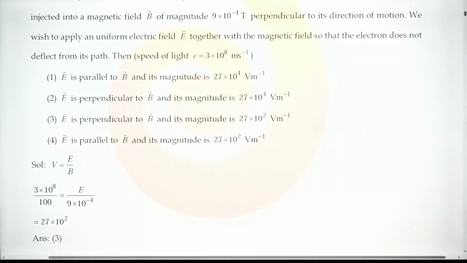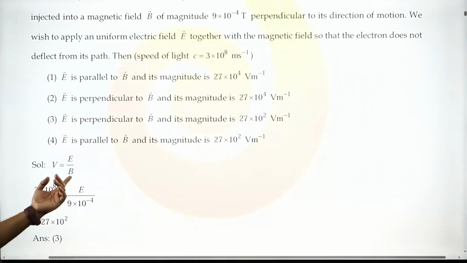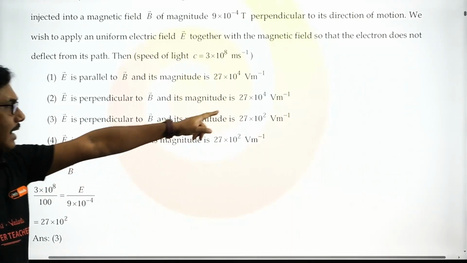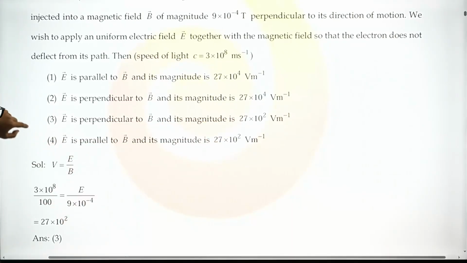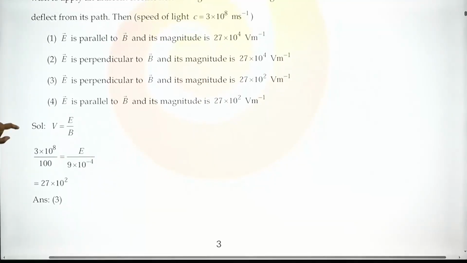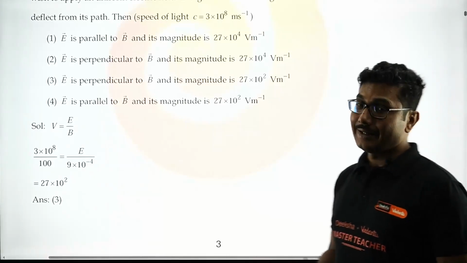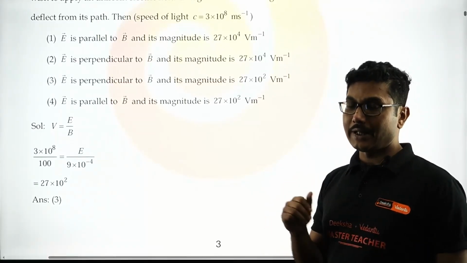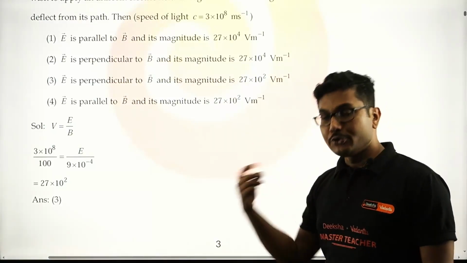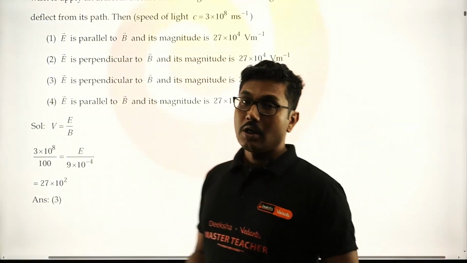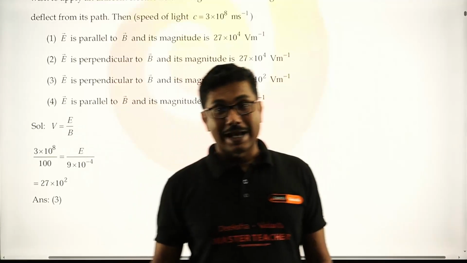E is perpendicular to B and magnitude is 27 into 10 to the power of 4. E is again perpendicular, magnitude has now changed, 27 into 10 to the power of 2. E is parallel and having these two magnitudes. First of all, you have to identify whether they are parallel or perpendicular. So it will be perpendicular to the B, okay, so that it can counter the force that is acting on the charge due to B. V cross B is in the perpendicular direction, so E has to be mutually perpendicular to B and V both, so that it can cancel the effect, right?